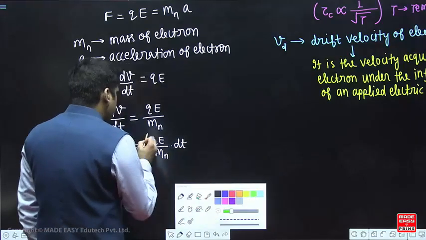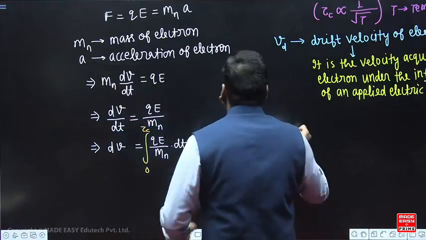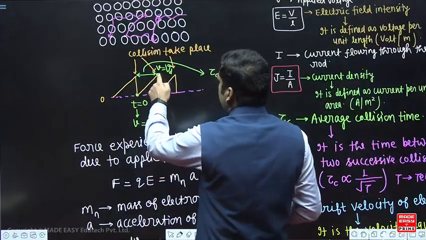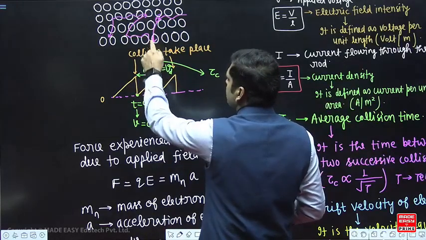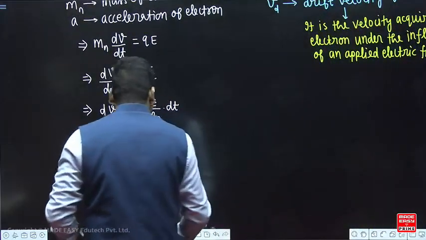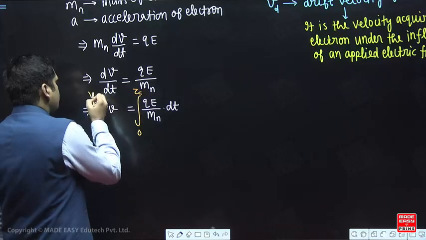So if I go from 0 to tau c, from here to here: at t equal to 0, velocity is 0. Up to tau c time it is increasing its velocity, then colliding. When collision takes place, it gets scattered and comes to rest. So at t equal to 0, velocity is 0, and at t equal to tau c, velocity is vd.